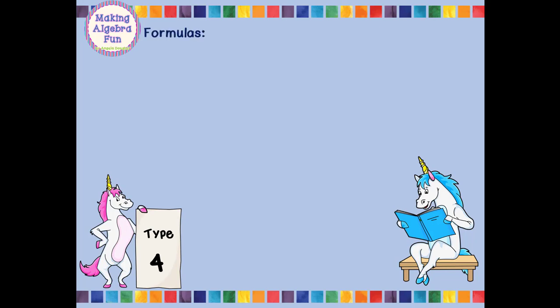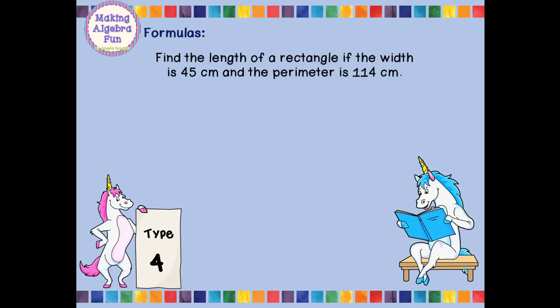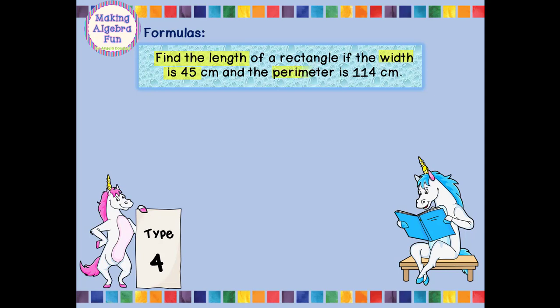Here's another one, and if you'd like to try it by yourself, go ahead and pause the video. If not, you can just keep watching and work along with me. This one says find the length of a rectangle if the width is 45 centimeters and the perimeter is 114 centimeters. Find the length means that's the one we don't know, so that's the one we're going to call the variable. So let's write our let statement. We've got our length, we're going to call it x. And we actually do know the width this time, so we don't need a let statement for that.